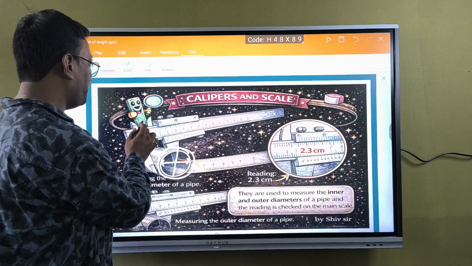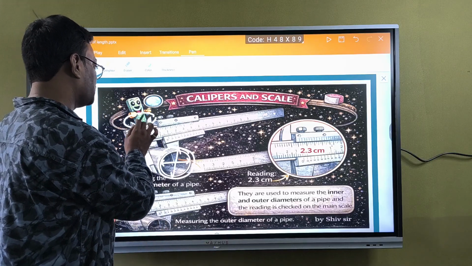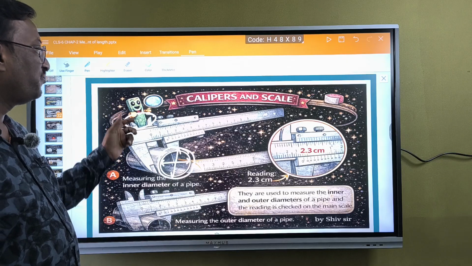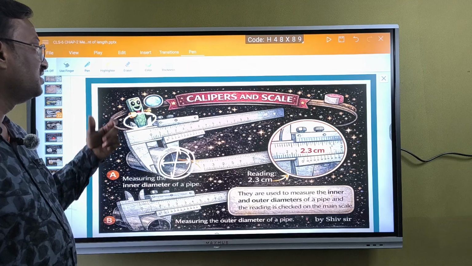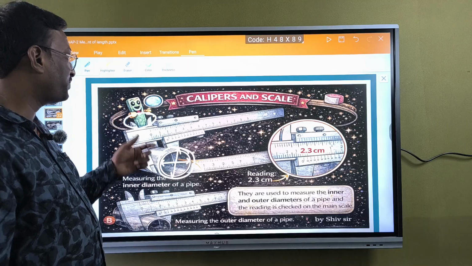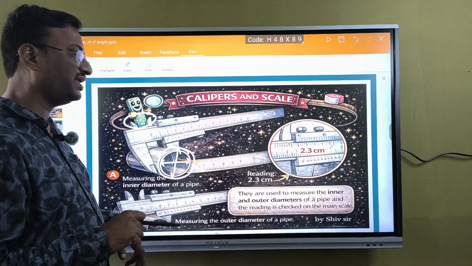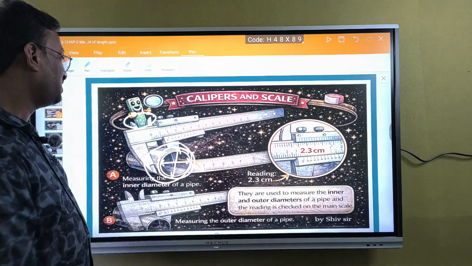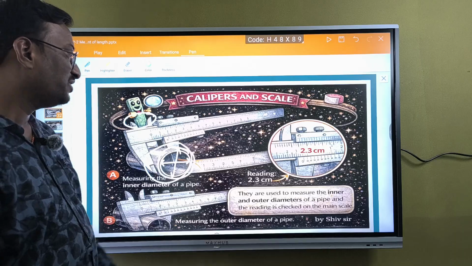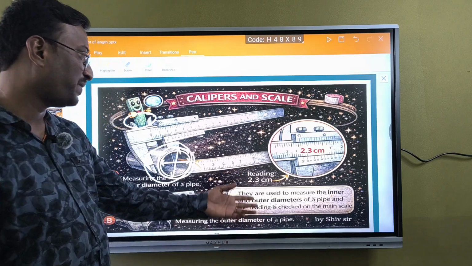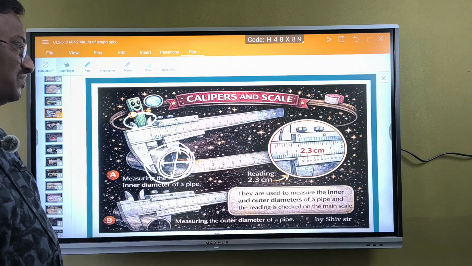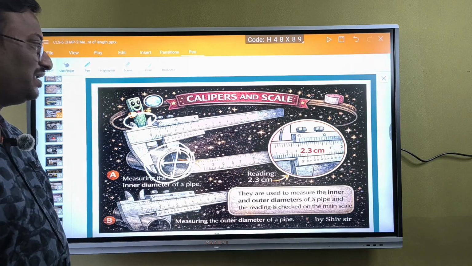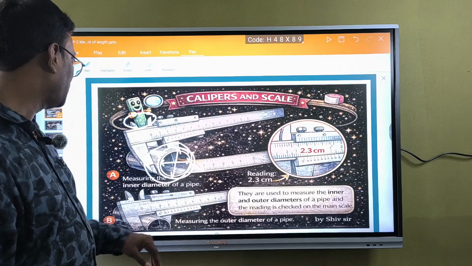The inner diameter is going to be measured with the help of the upper jaws. There will be 2 upper jaws, 2 teeth above, for the vernier calipers. Those are called the upper jaws. With the help of the upper jaws, we measure the inner diameter, and with the help of the lower jaws, we measure the external diameter. They are used to measure the inner and outer diameters of a pipe, and the reading is checked with the main scale. In the main scale, we check the reading. Okay, measuring the outer diameter of a pipe.